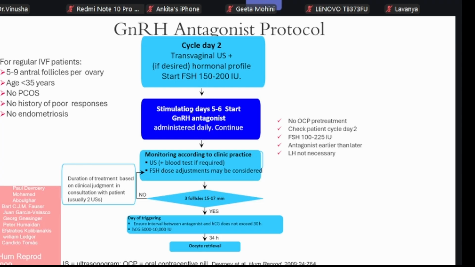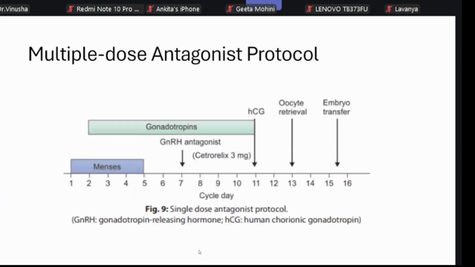On day 5 or day 6, we see the follicle sizes. So if we see 1 or 2 follicles more than 12 to 13 mm, then based on the estrogen values, we can start with the antagonist, and monitor according to ultrasound and based on the hormone values, we monitor the follicle sizes. And whenever at least 3 follicles are more than 17 mm, we can trigger with either HCG or agonist trigger. Then we can do the oocyte retrieval. So this is the antagonist protocol.